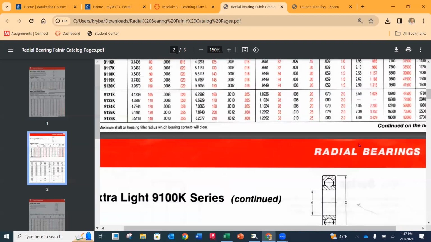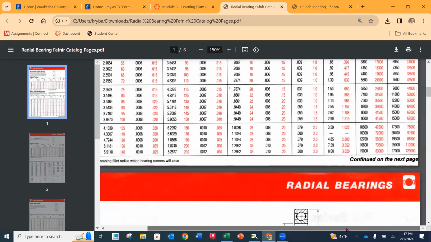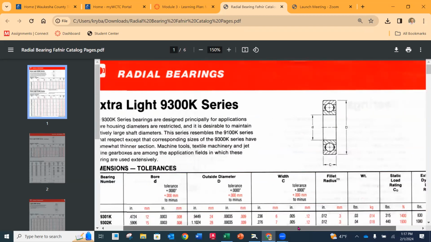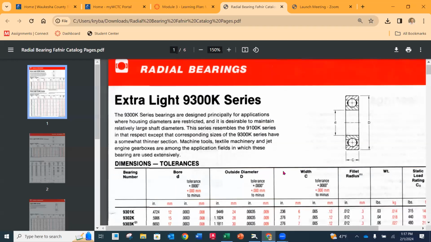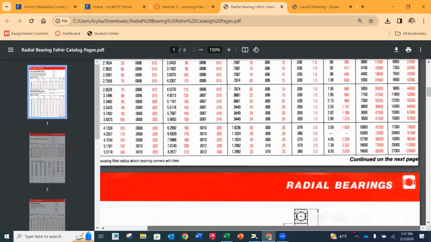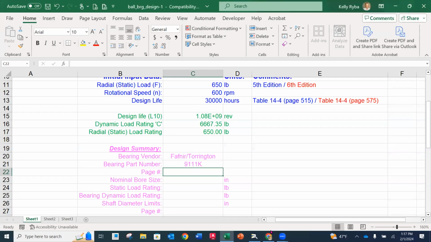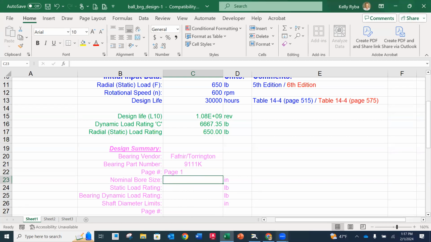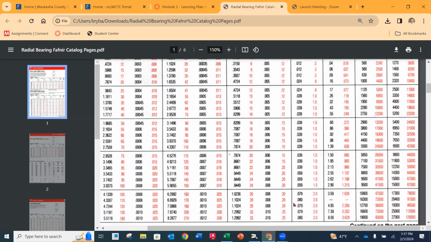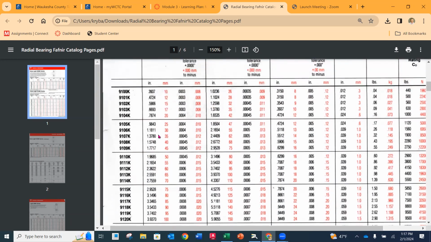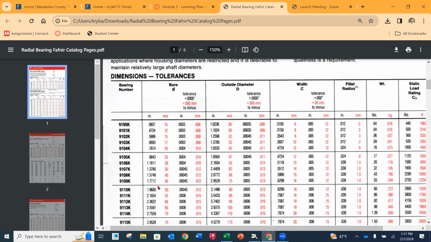So if we look, I don't know if I have the official page number on here. I guess we would call it page 1 of our PDF. Dang it. I guess I might have cut that off. Okay, that's all right. Page 1. And then we want to know, what is the nominal bore size? So we're going to go over here. And we're going to find our 9111K, and our nominal bore size is the very first one here.